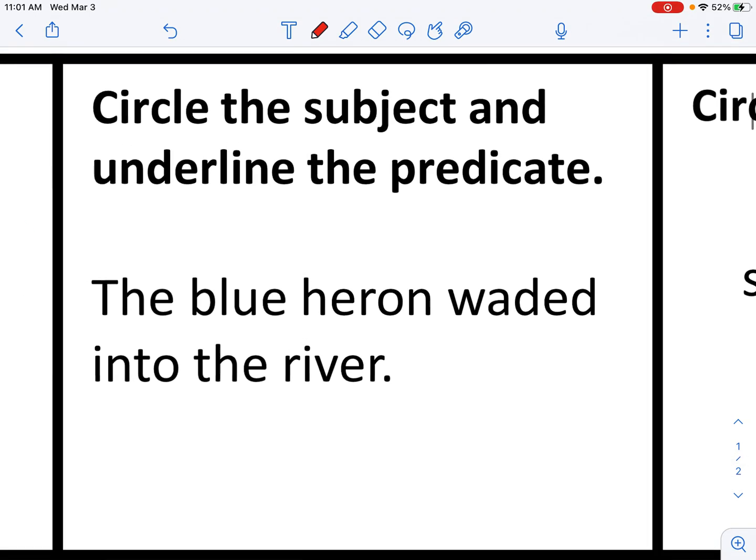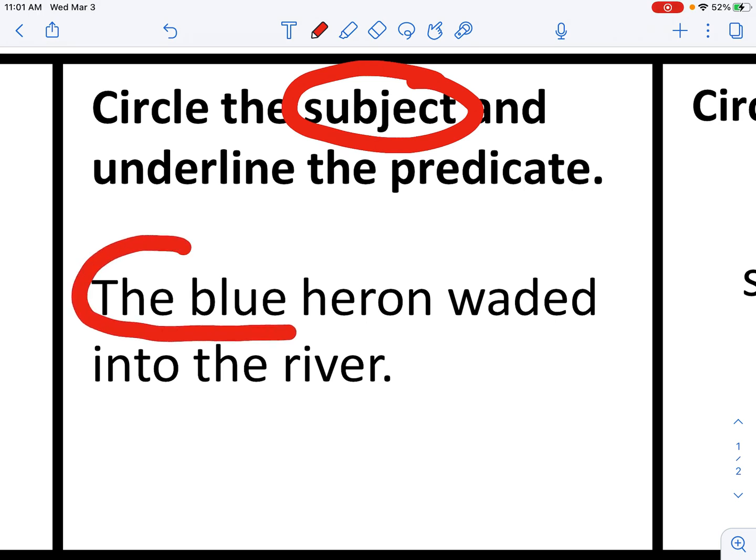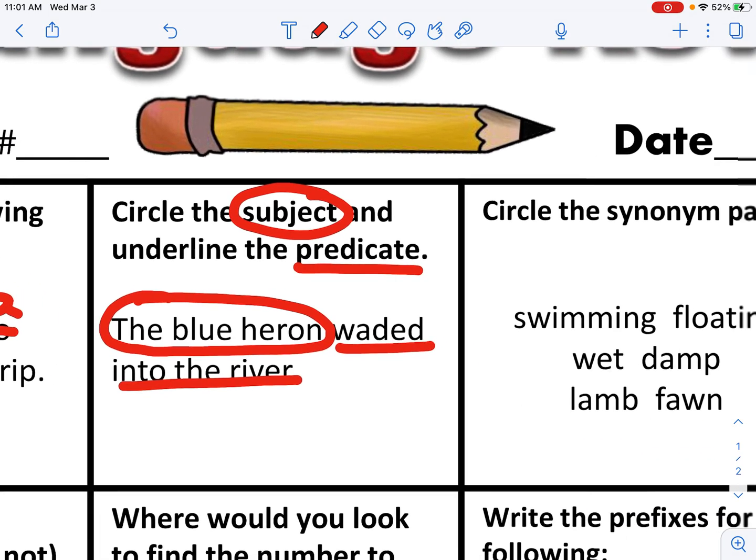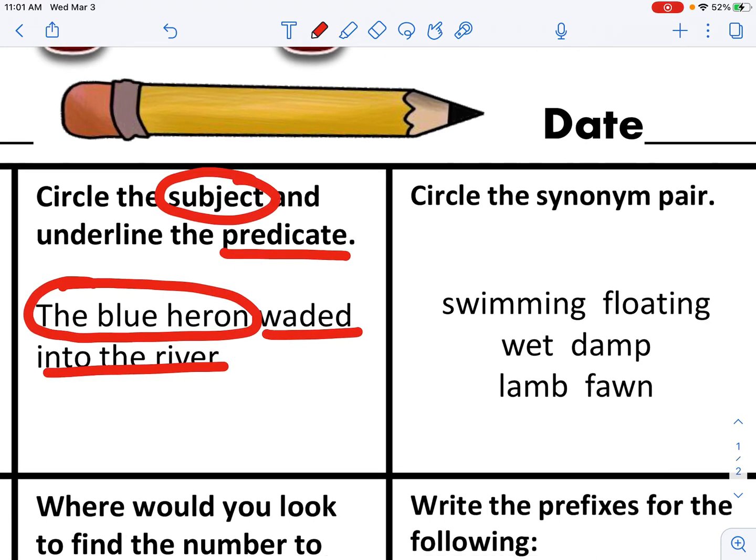Circle the subject, underline the predicate. So the subject is the who or what a sentence is about. The blue heron waded into the river. Well, the who or what this sentence is about is the blue heron. That's the subject. The predicate is what that subject did. So what did that blue heron do? It waded in the river. If you get these right, you should be putting a star. If you have gotten them wrong, you should be correcting them with mine.